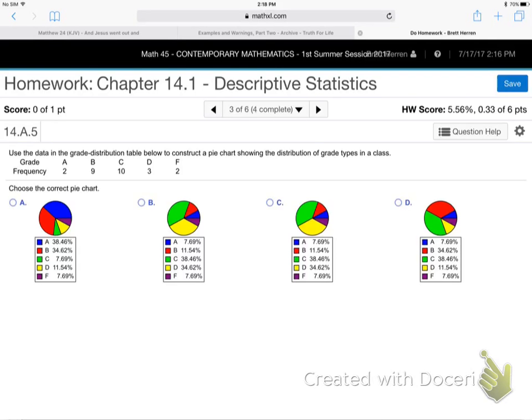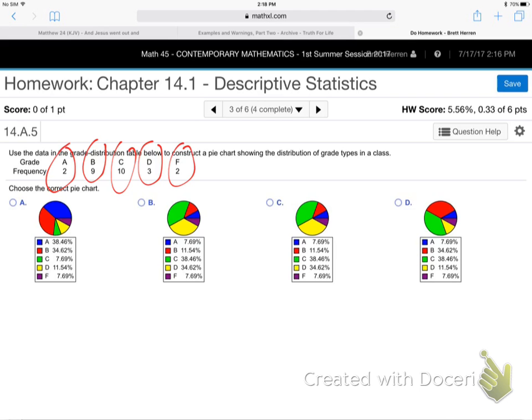Okay. So let's say 2 people got A's on some quiz or something. 9 got B's, 10 got C's, 3 got D's, 2 got F's. How are you going to show that as a pie chart? Well, it should be pretty easy. You just make the percentages, right?